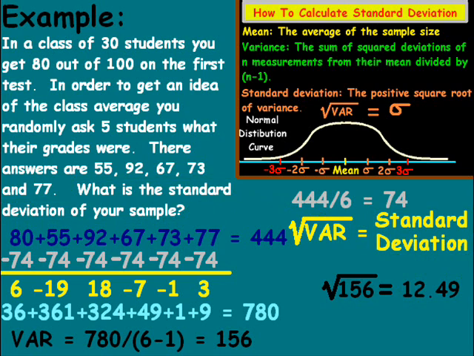Now, if we wanted to figure out where 2/3 of the data went, about 67%-ish, what we do is we'd go, okay, we have a 74 average, and then we'd say plus or minus 12.49, so it would be 86.5, and then 61.5 on the other end, and that would cover, so scores from 61.5 to 86.5 would cover approximately 2/3 of the student scores, assuming a normal distribution curve.